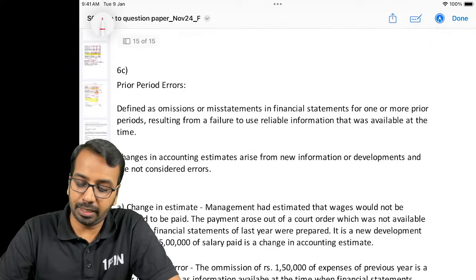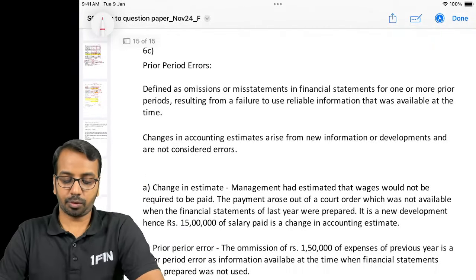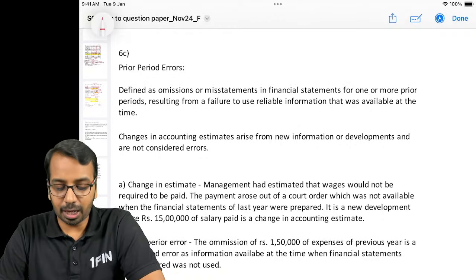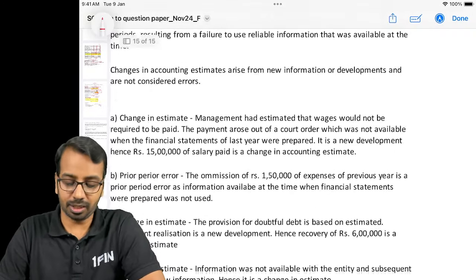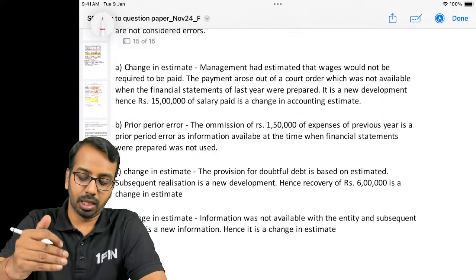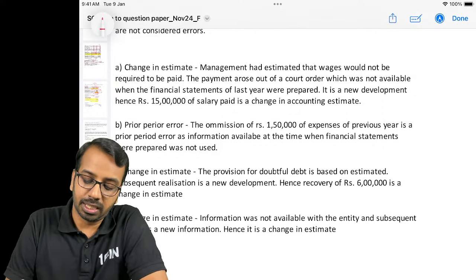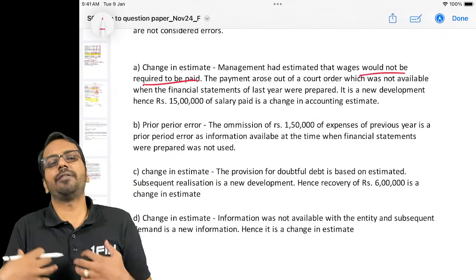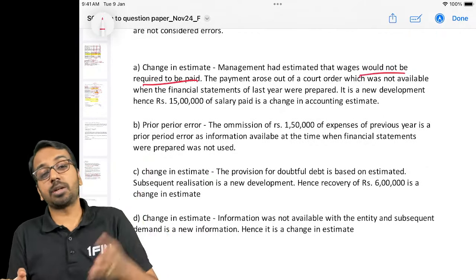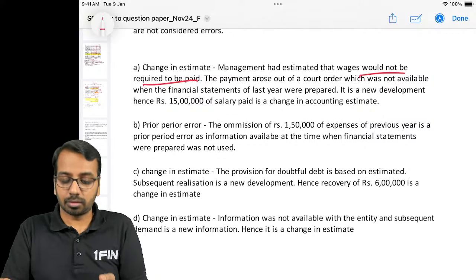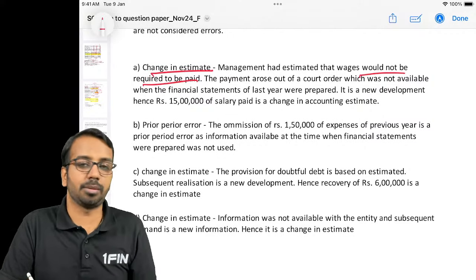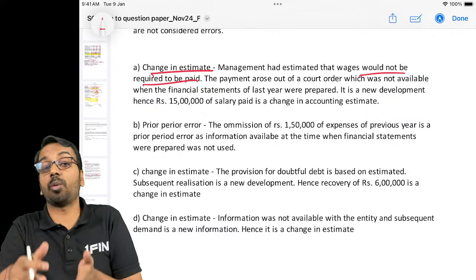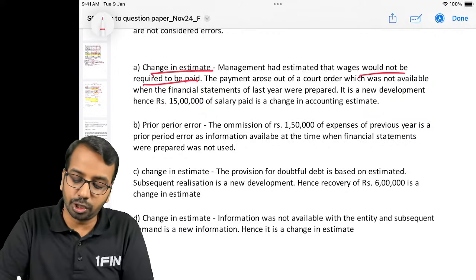Okay. Then there is a question number 6C, right? Whether a particular item is a prior period error or it is a change in estimate. Now this is as per looking at the question. First, they have said management estimated that wages are not required to be paid. So we felt wages are not required to be paid. Subsequently, court came and said you have to pay the wages. So then this becomes a change in estimate because we didn't have any information on the balance sheet date that the wages will be required to be paid in the future. It is a new development.